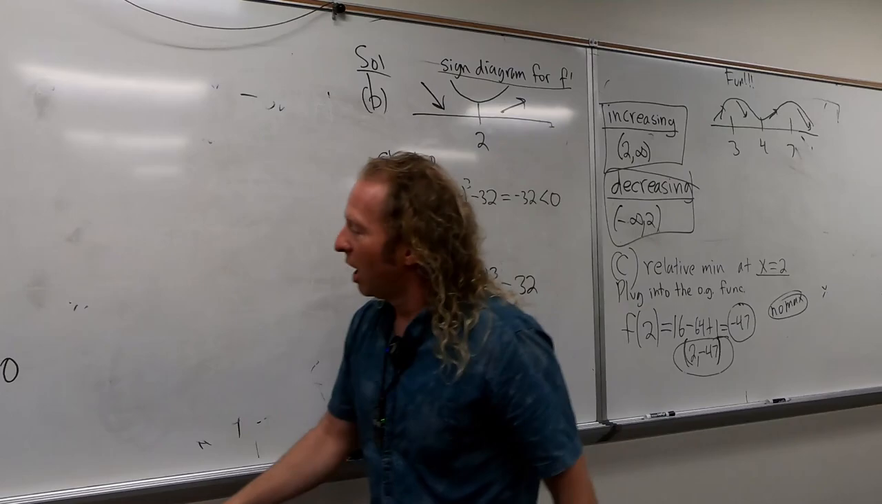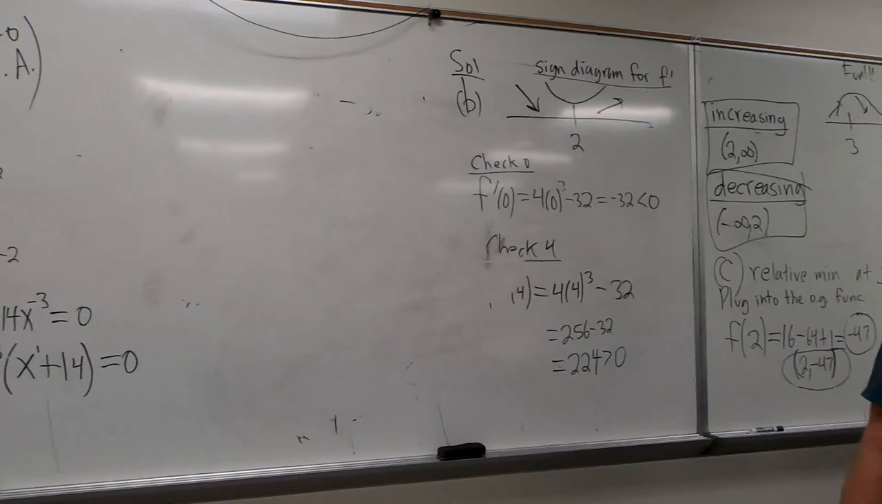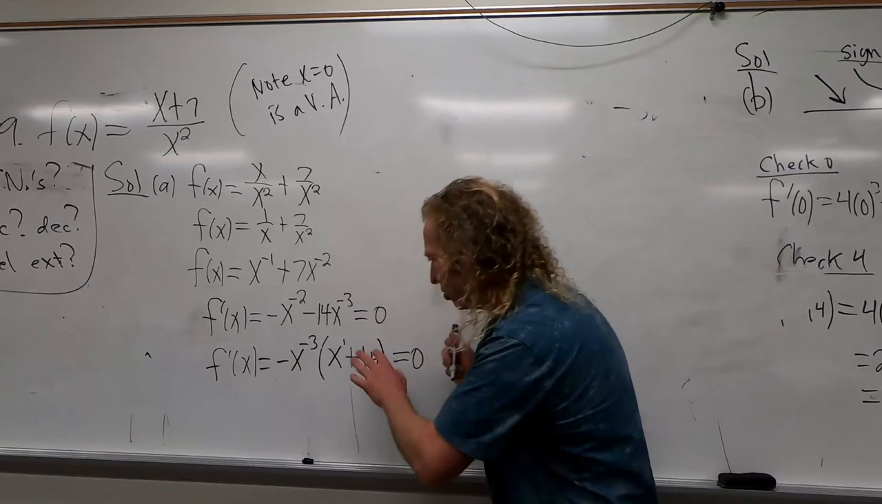Let's go ahead and bring this down. But any questions so far? We have plenty of time. So no question? Everyone okay with why we pull out the negative 3? Let me just do it again.